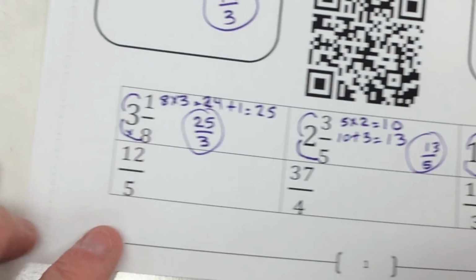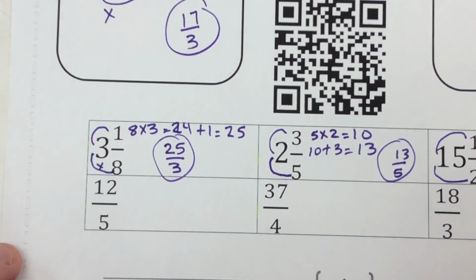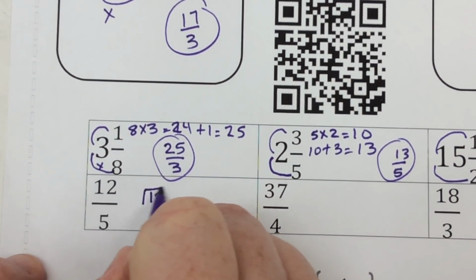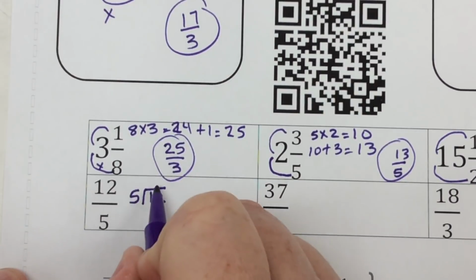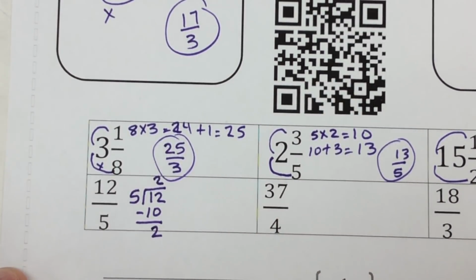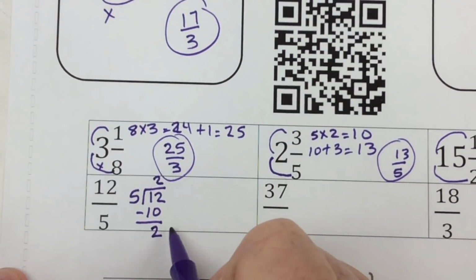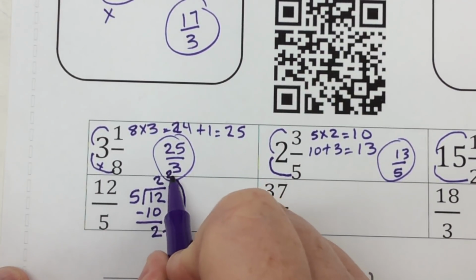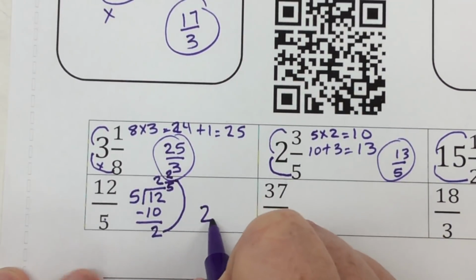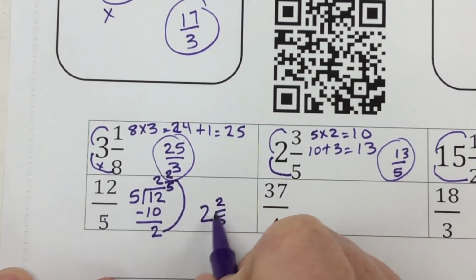Okay, next one down here. These improper fractions, we're going to make them into mixed numbers. So this means 12 divided by 5. 5 times 2 is 10. And I subtract and get a 2. That remainder becomes my numerator. So I'm going to put my 2 here, and my 5 right there stays as the denominator. So it becomes 2 and 2 fifths.